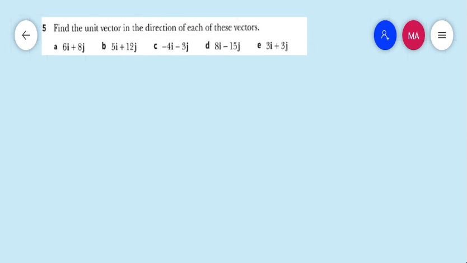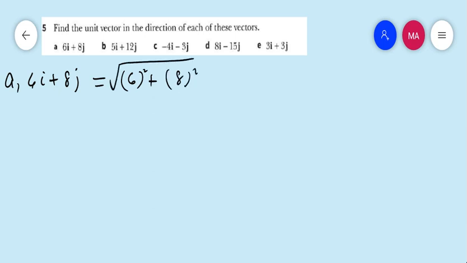Find the unit vector in the direction of each of these vectors. So what is a unit vector? A vector whose magnitude is 1 is called a unit vector. So part A is 6i plus 8j. First we have to find the magnitude of this vector. 6 squared plus 8 squared. 6 squared is 36, 8 squared is 64. 36 plus 64 is 100. The square root of 100 is 10.